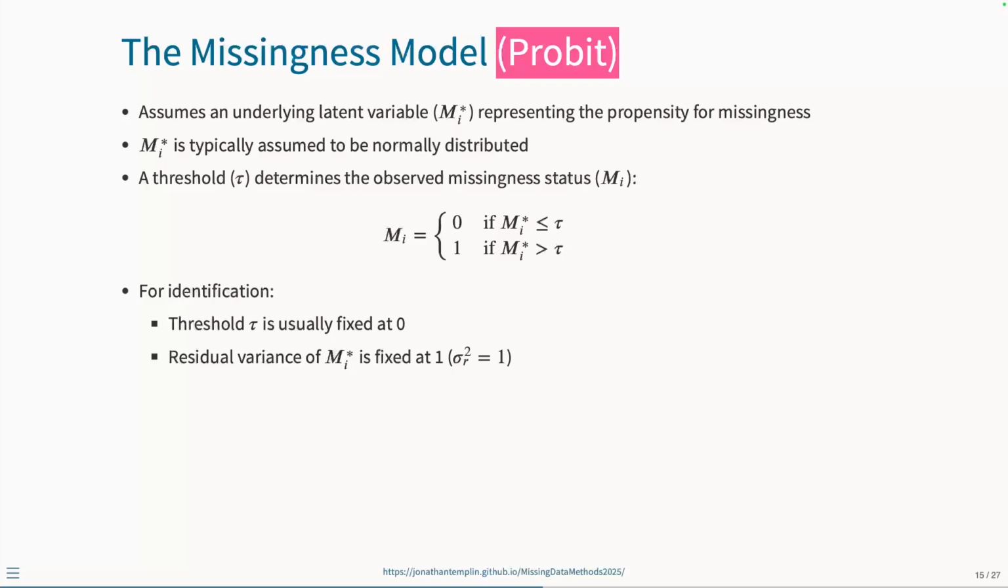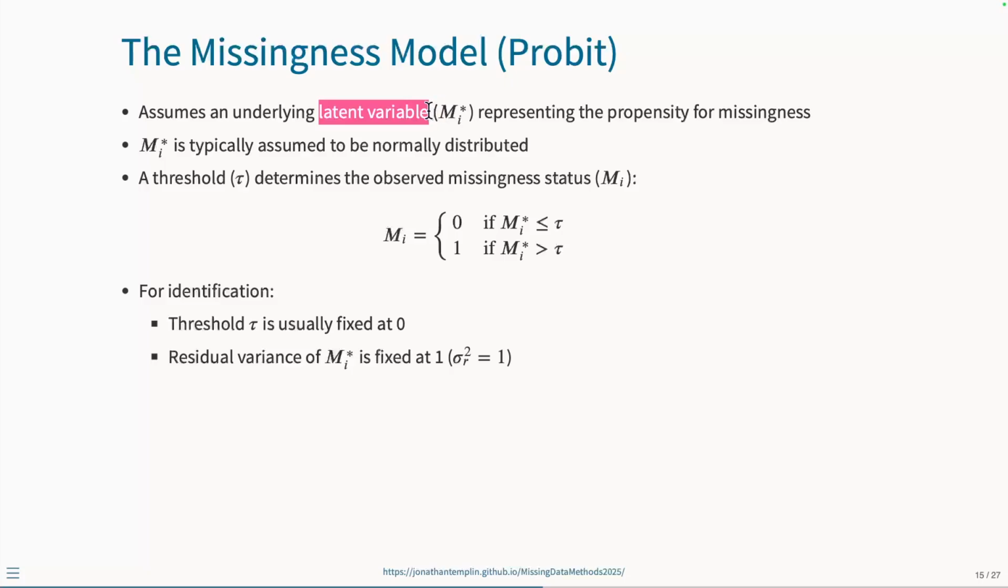And oftentimes, the book author is very fond of this approach. But again, you don't have to use probit. You don't have to use this, but this is a way of looking at it. M star is the underlying latent variable. Again, there's that term. I would call this an underlying continuous response representing the propensity for missingness. Right? So what that means is the following.